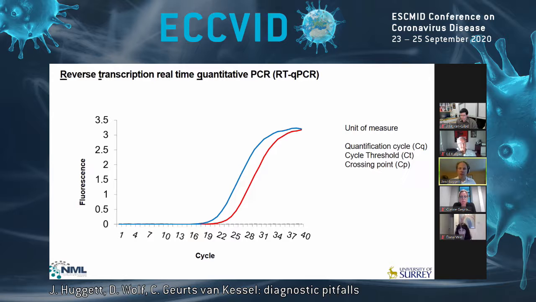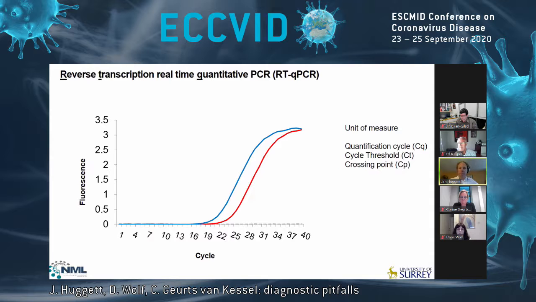The units of measure on the right, they vary. Quantification cycle, cycle threshold, and crossing point are three that you will be familiar with. The cycle threshold, probably the most common. The quantification cycle, though, was introduced by the MIQE guidelines to try and standardize the terminology to describe what it actually is. And this is the term that's used by ISO now in the context of the real-time PCR.